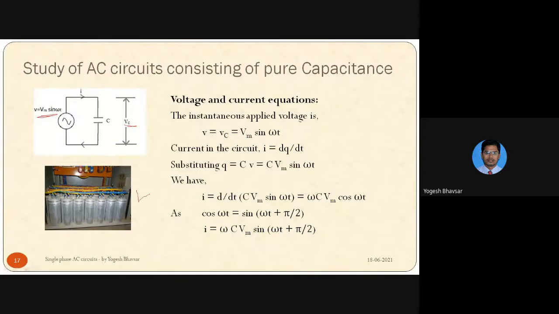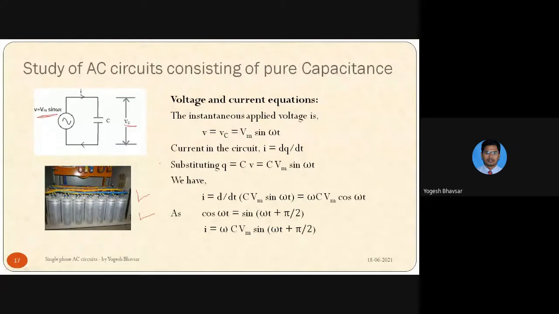The practical example, as we can see, is the capacitor bank. Here we can see a lot of capacitors connected to the system. This is the case where we have to improve the power factor, so this type of capacitor bank is installed at the premises. Here in our college also we have a capacitor bank in the substation to improve the power factor. In industry there is a lot of inductive load, so it decreases the power factor value. To increase that power factor value near unity, we need to install the capacitor bank.